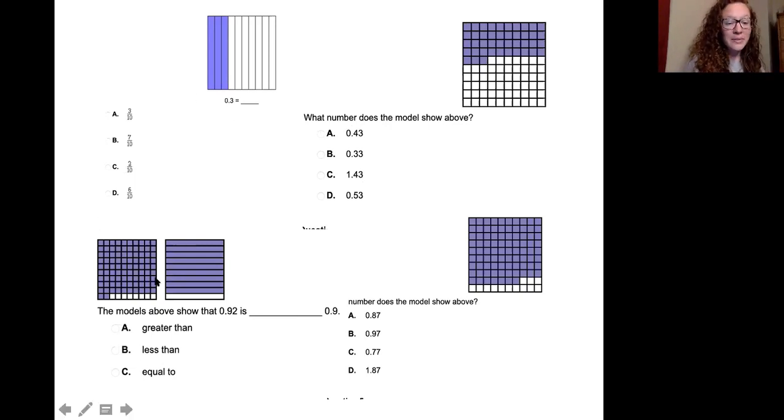Let's go to the bottom left. Okay, so what do you notice that's different about this one? Yep, there are 2 squares instead of just 1. So that tells me I'm going to have to add those together. So I'm looking at this. Actually, it says the models above show that 92 hundredths is blank 9 tenths.